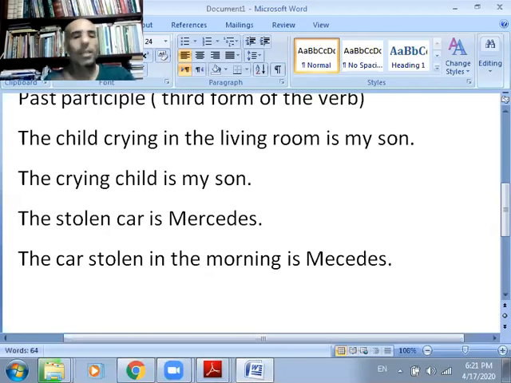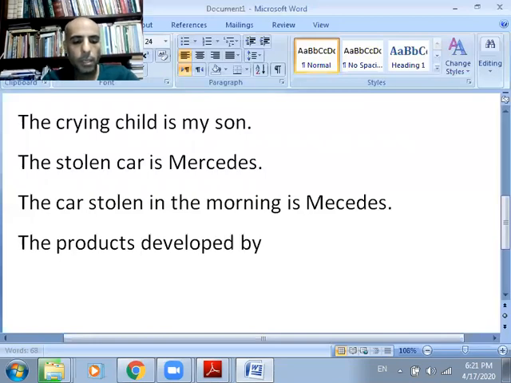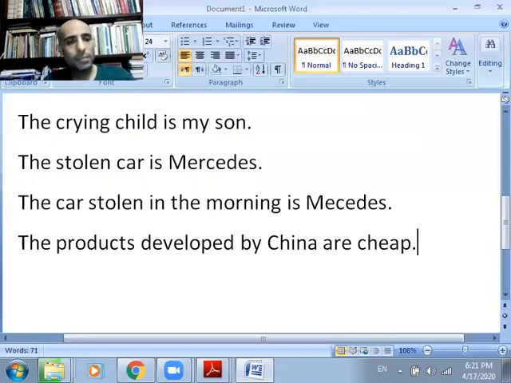طب هنا جت فين؟ the car stolen. يبقى stolen هنا as an adjective جت بعد النون مش قبل. اوكي؟ ده لما اقول مثلا the products, مثال اخير, developed by China are cheap. اوكي؟ يبقى the products developed، developed جايه بعد كلمه products اللي هي noun، فبرضه هتبقى adjective. اوكي؟ يبقى اذا ال ing adjectives وال past participle او ال ed adjectives can be used either before the noun or after the noun.